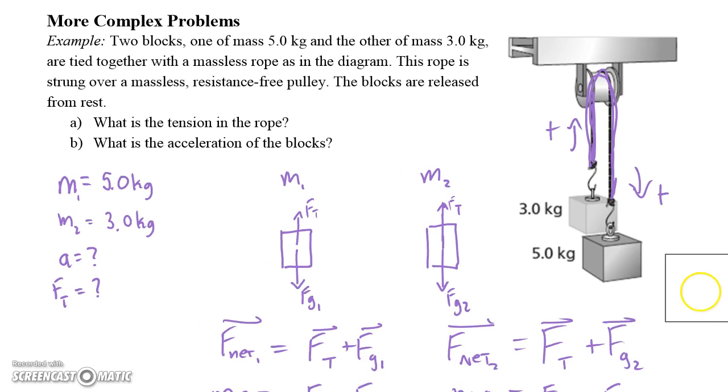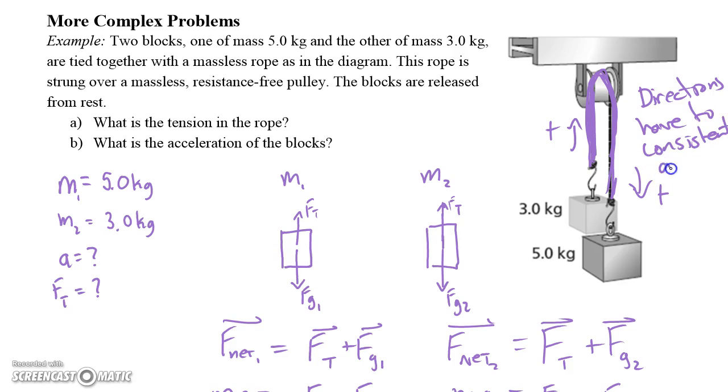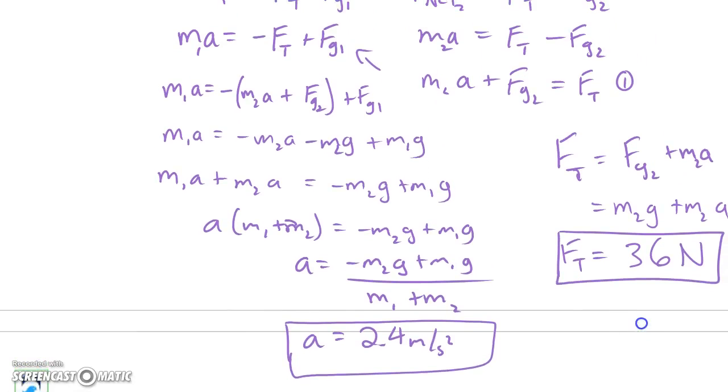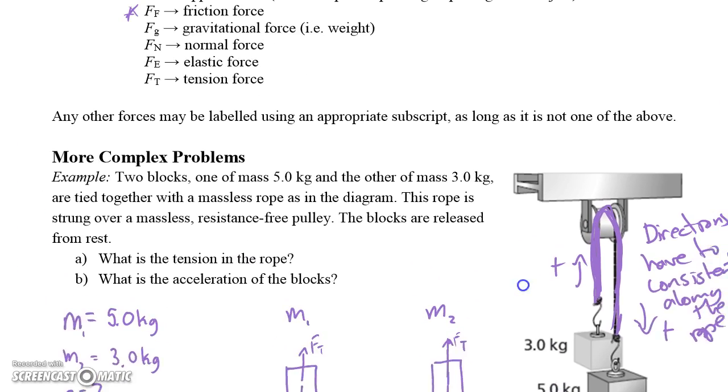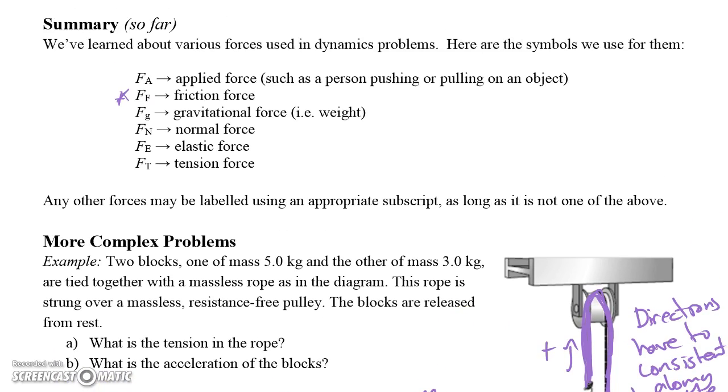So the trick to this problem is knowing the directions when you're trying to figure out your Fnet equations. If you reverse them, you would not get the right answers. And always, always, always, if you're on a rope, the directions have to be consistent along the rope. So that's very, very important. We'll have some time to go through a lot more problems in class, and hopefully these are starting to make some sense. And as always, physics is awesome.